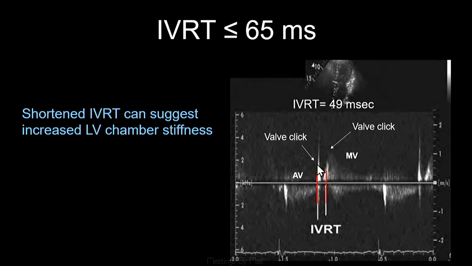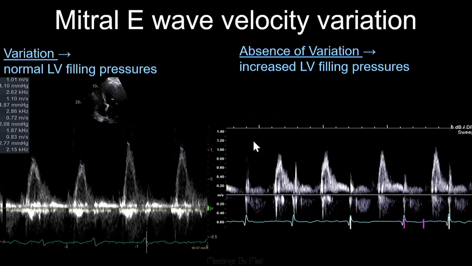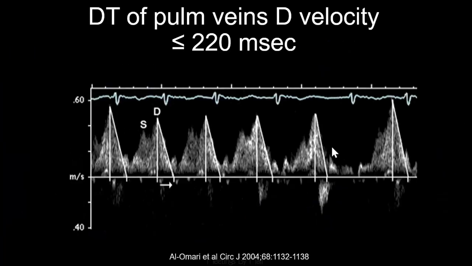And then you want to measure the difference between the closing click of the aortic valve and the opening click of that mitral valve. A shortened IVRT can suggest increased LV chamber stiffness. Your mitral valve E-wave specifically for AFib can tell you a lot as well. If you have variation, that's considered normal LV filling pressures. As you can see here, you have pretty dramatic variations. If you have an absence of variation, that typically would mean you have increased LV filling pressures.